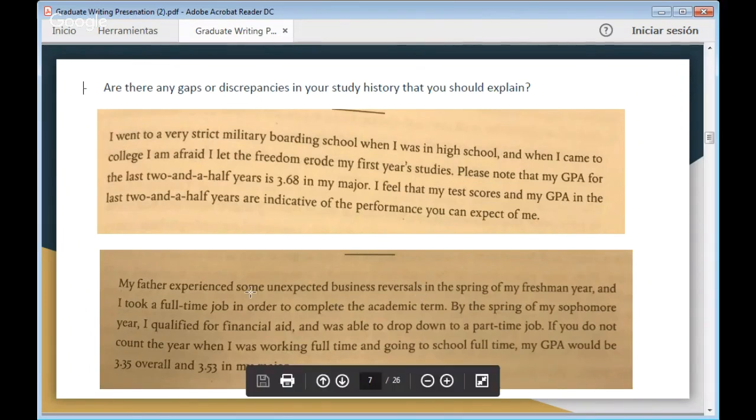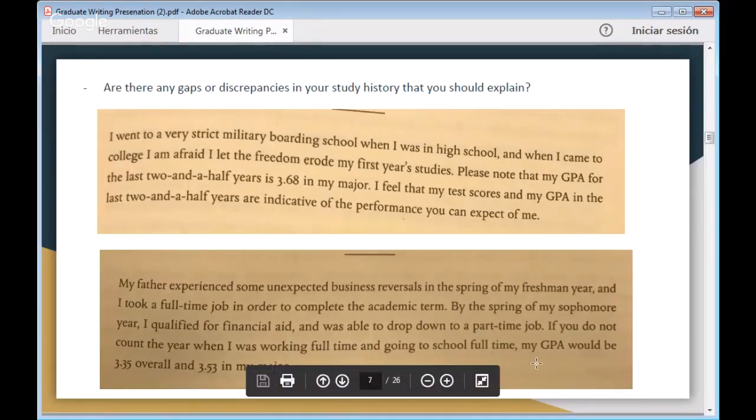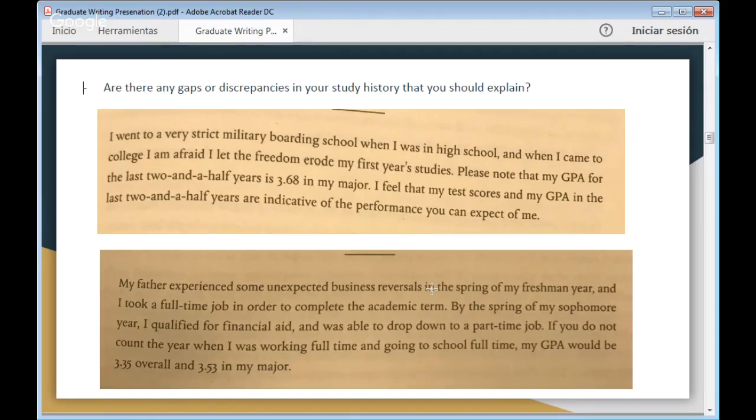In the second example, we can see, "My father experienced some unexpected business reversals in the spring of my freshman year, and I took a full-time job in order to complete the academic term. If you do not count the year I was working full-time and going to school full-time, my GPA would be 3.35 overall." So here you see, this is a little different. He's talking about an outside extracurricular activity that affected his academics. And rather than just providing an excuse, he's giving extra insight about why that happened and why that's not necessarily reflective of him as a student.